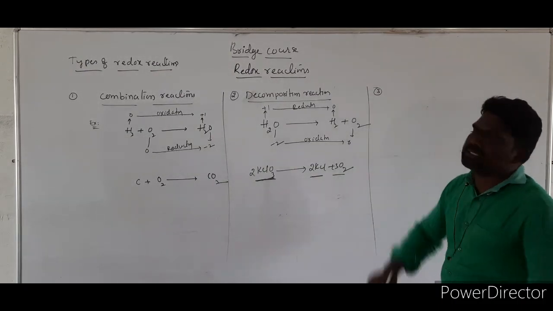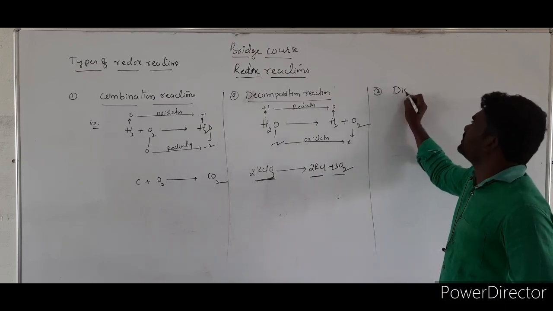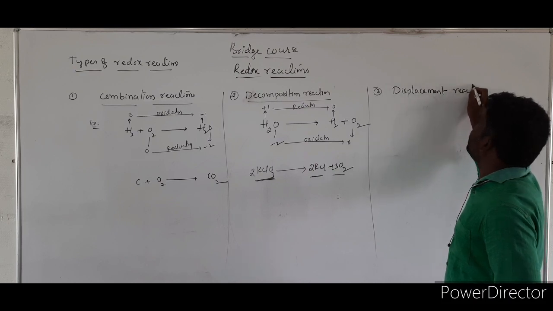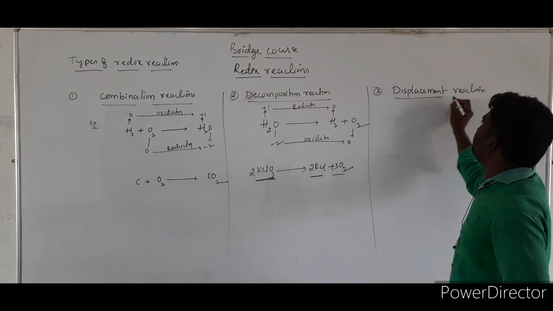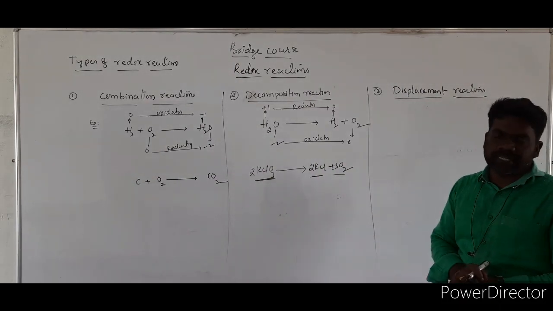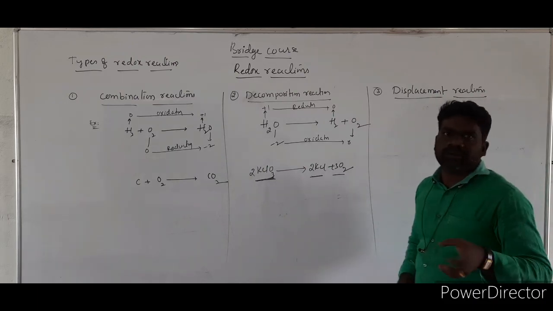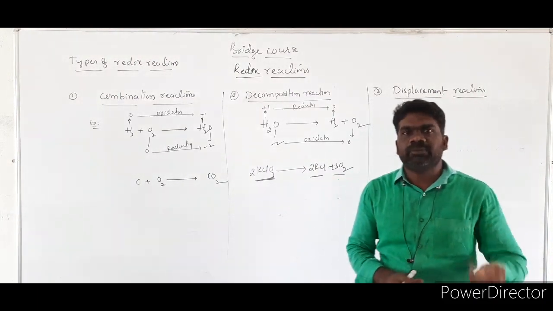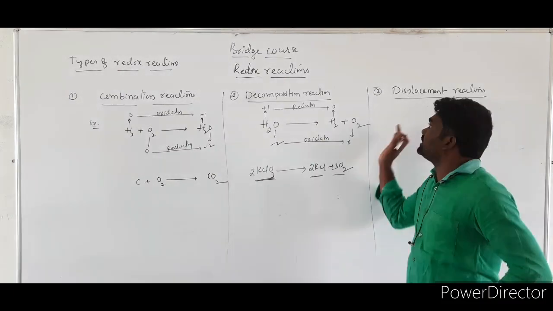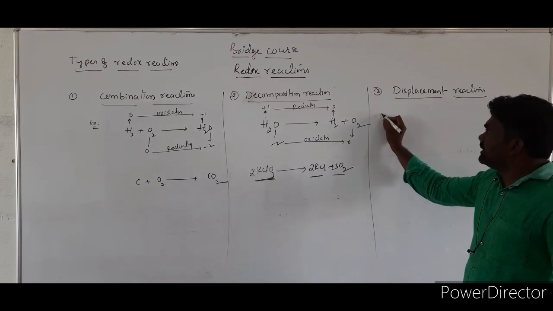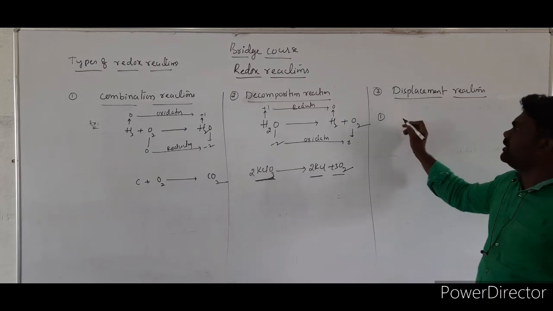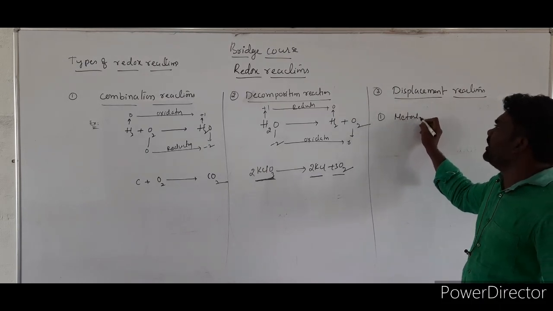And the third category is displacement reactions. Displacement reactions are reactions in which an atom or ion from its compound is displaced by another atom. Generally, you can take an example. There are two categories here. One is metal displacement, and the other is non-metal displacement. So, metal displacement.